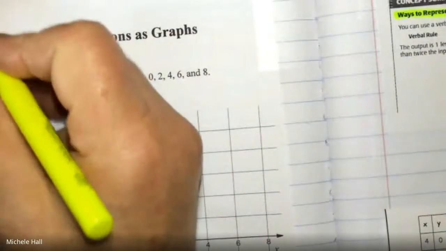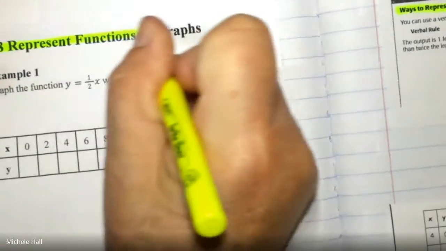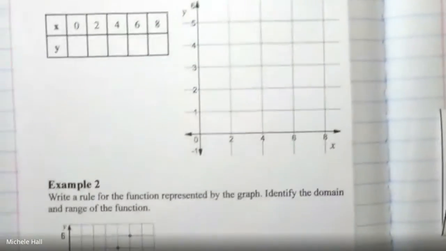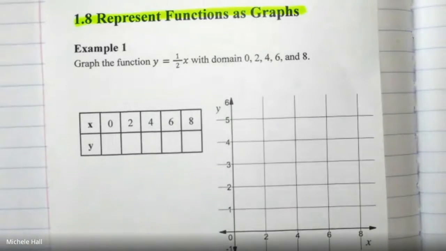So here, to go back to Hannah's question about how do you know if you're going to draw the line or not? On this example, it says graph the function y equals a half x with a specific domain. So our domain is 0, 2, 4, 6, 8. How am I going to start graphing this problem? Any ideas on how we want to start graphing? Alana, do you have any ideas for this one, how we could start graphing?